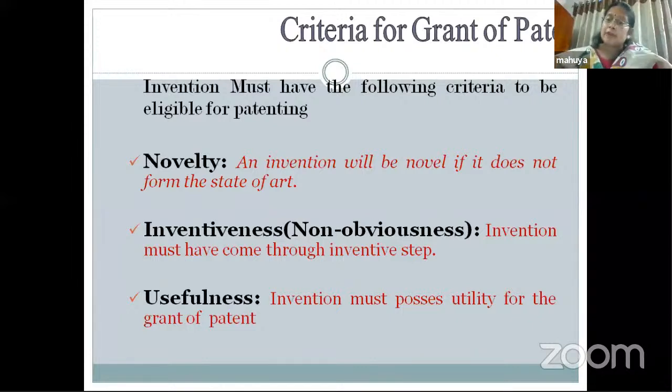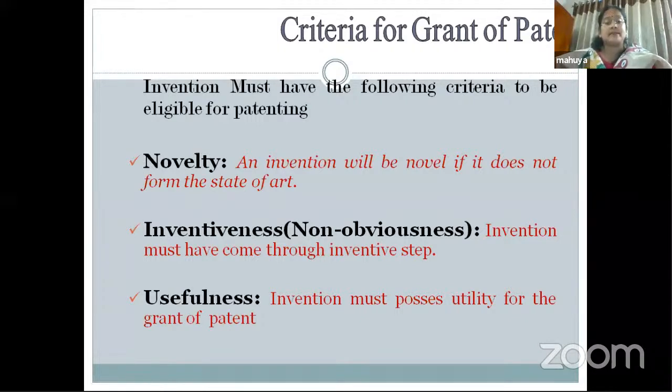However, if you publish your content in any forum, if it is a government forum, then you can get a 1 year grace period for filing your patent. However, we always advise, don't publish your work before filing a patent. Otherwise, your novelty will be lost, and it will be in the state of the art.